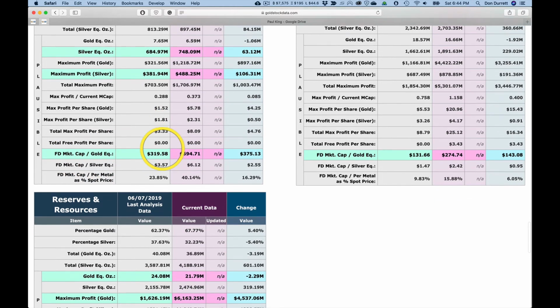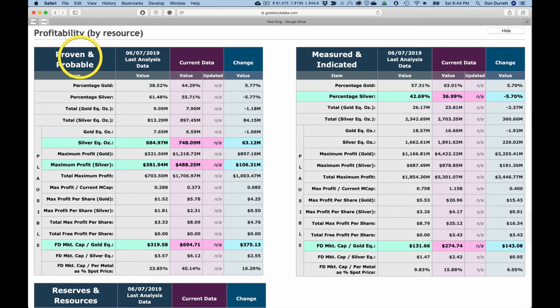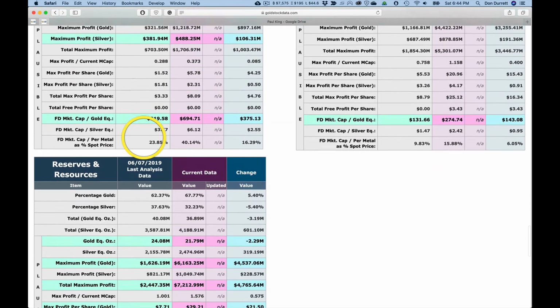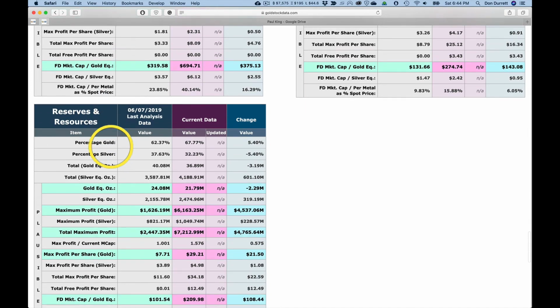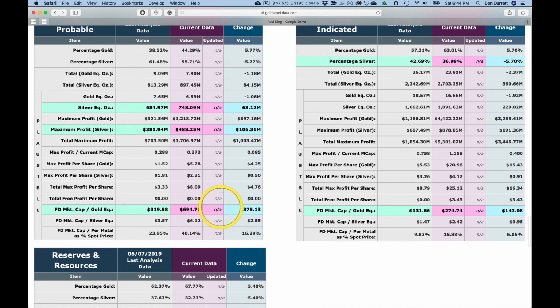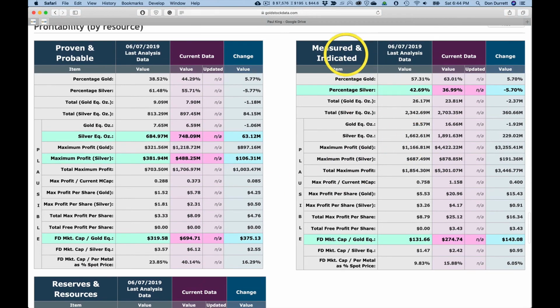And so this is proven and probable. This is measured and indicated, and then this is R&R. R&R is the combination of M&I and inferred. So measured and indicated includes proven and probable. So this is basically a good indication of that. Measured and indicated is ounces in the ground that have been analyzed.